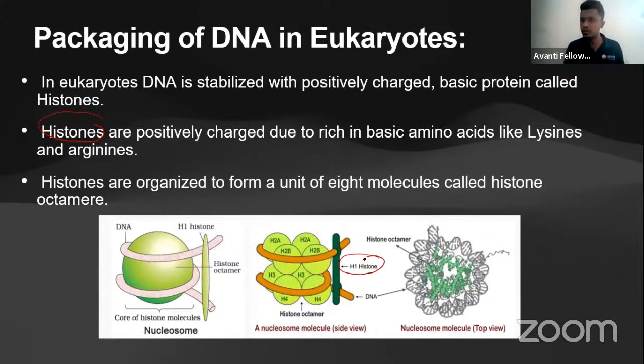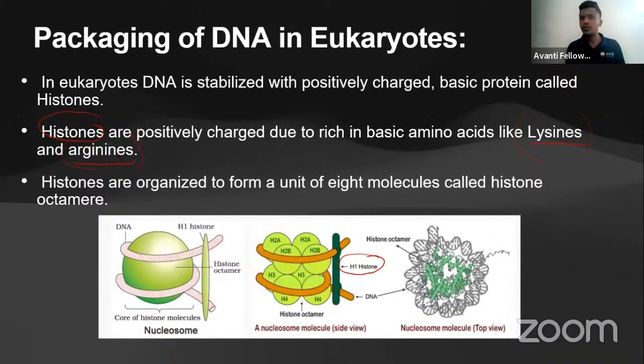Now, what are histones? Histones are just proteins, and these proteins are quite positively charged. The positive charge for these histone proteins comes from the high presence of positively charged amino acids, or basic amino acids, such as lysine and arginine. Very, very important. You can note this down. Histones gain positive charge due to being very rich in basic amino acids such as lysine and arginine.